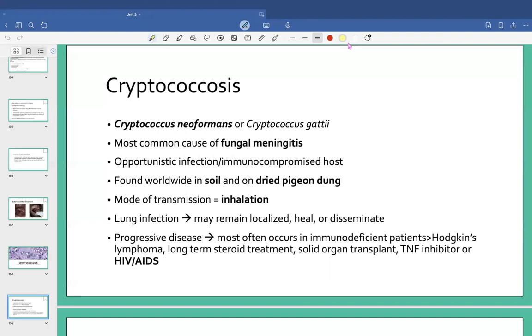It can present with lung infection. Those lung infections may remain localized, they may heal, or they may disseminate. Progressive disease is typically in those immunodeficient patients or patients with Hodgkin's, steroid treatment, organ transplant, TNF alpha inhibitors. This is the third most common invasive fungal infection in organ recipients. The third most common invasive fungal infection in patients who have received an organ.